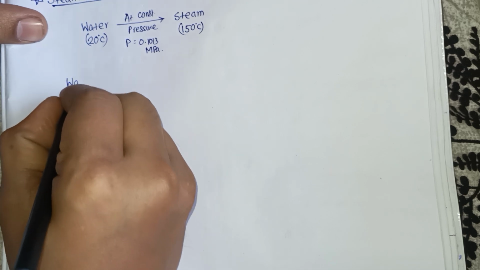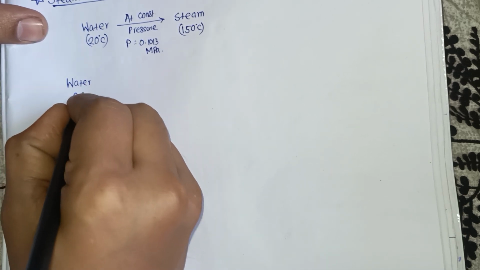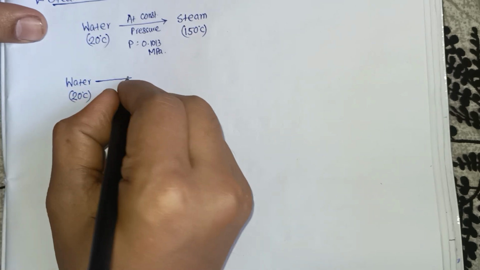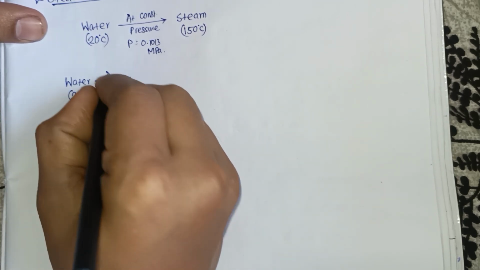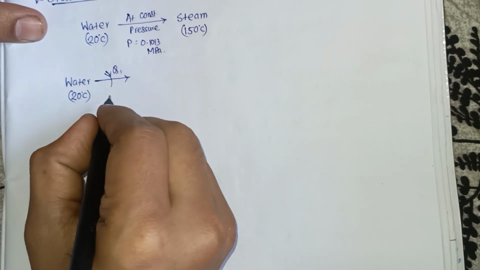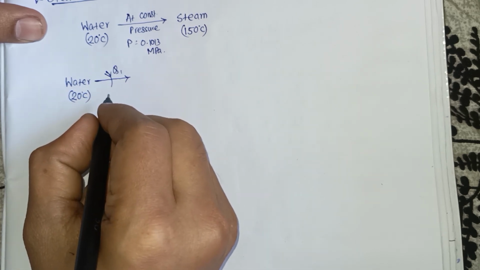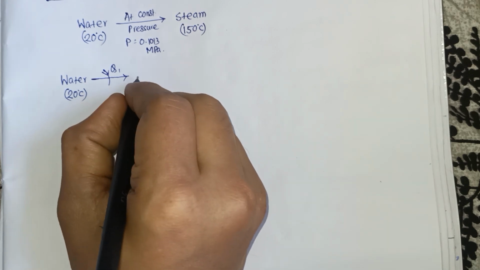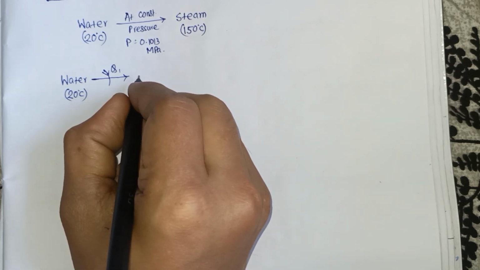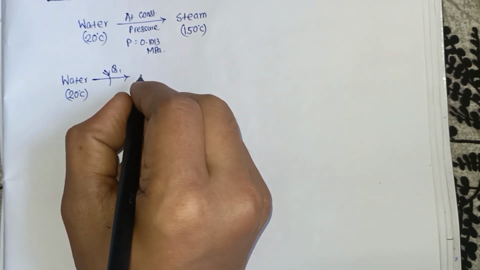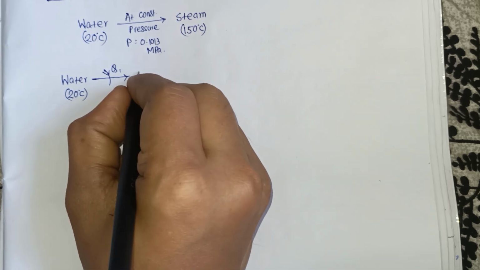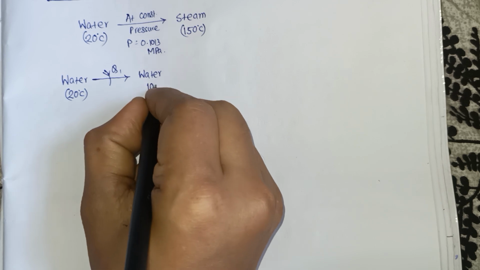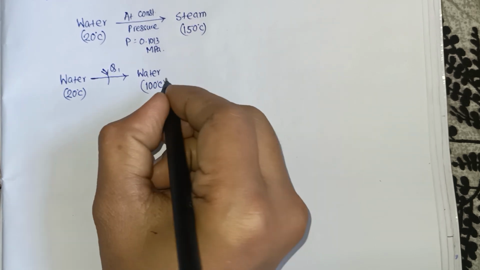Now if you want to convert this 20 degrees Celsius water to steam, there are some processes. Suppose there is water at 20 degrees Celsius. You apply some heat to this water, suppose Q1 amount of heat. Due to that heat, the water is converted to 100 degrees Celsius water. That means the temperature of water is 100 degrees Celsius.